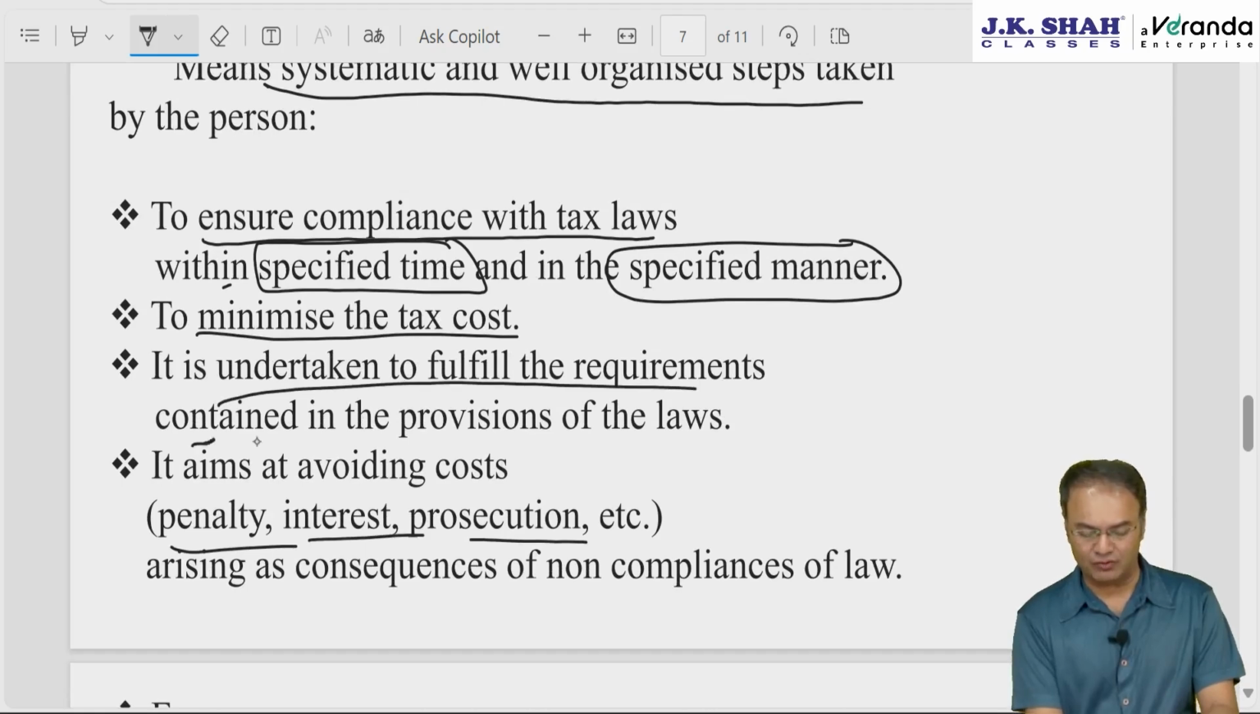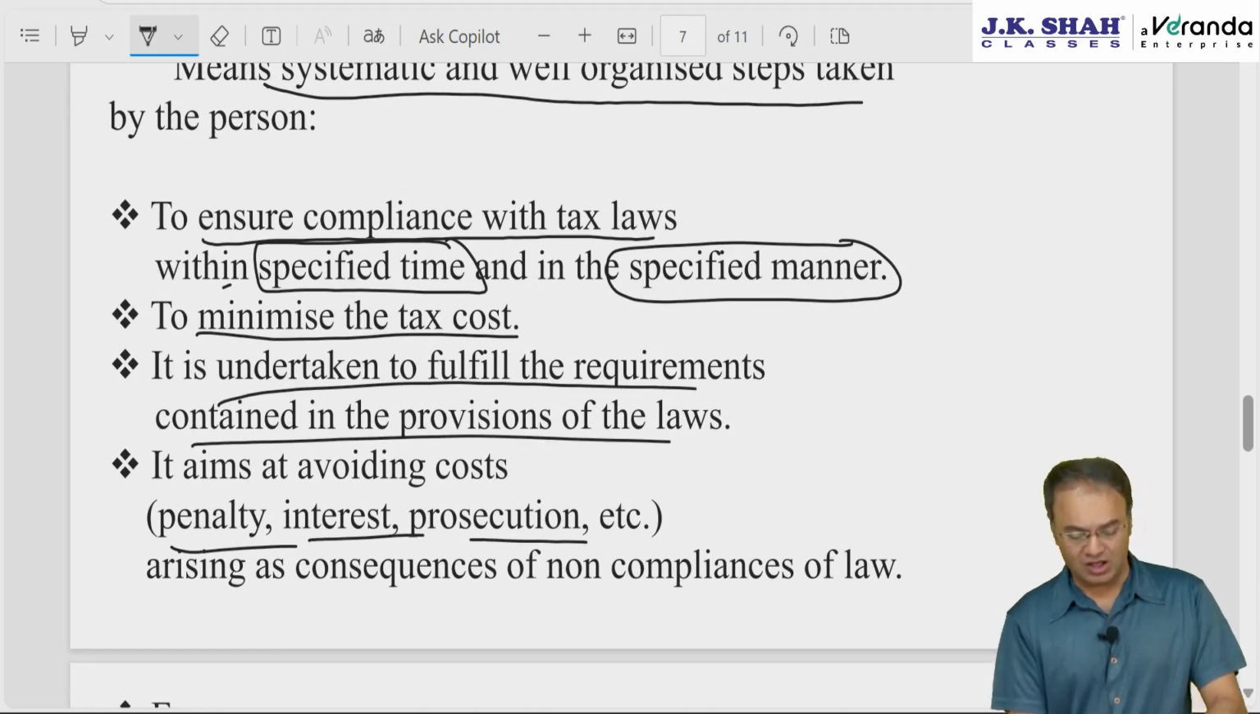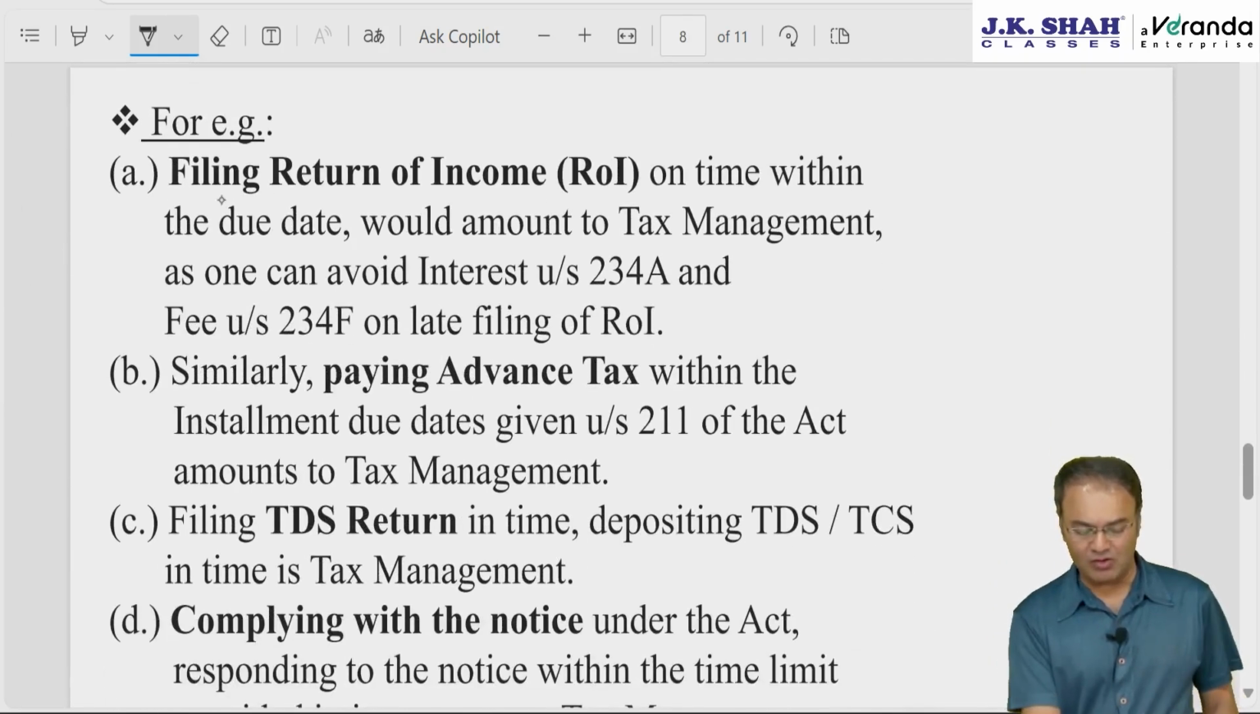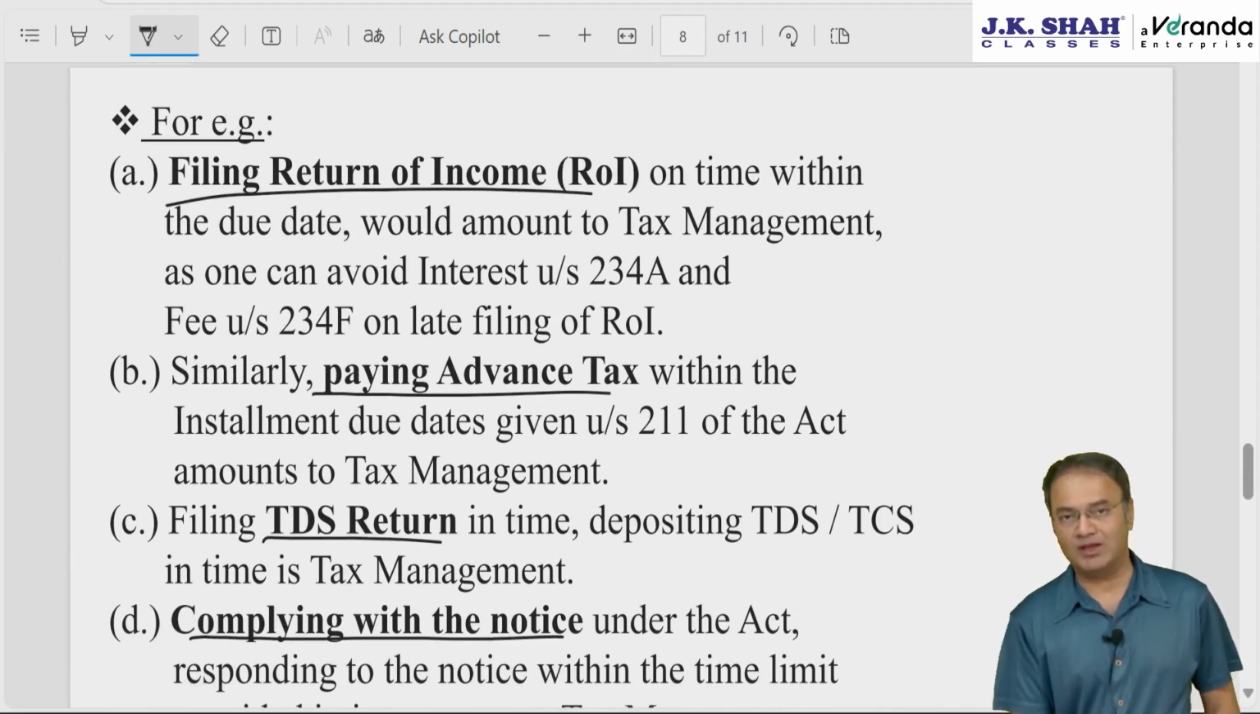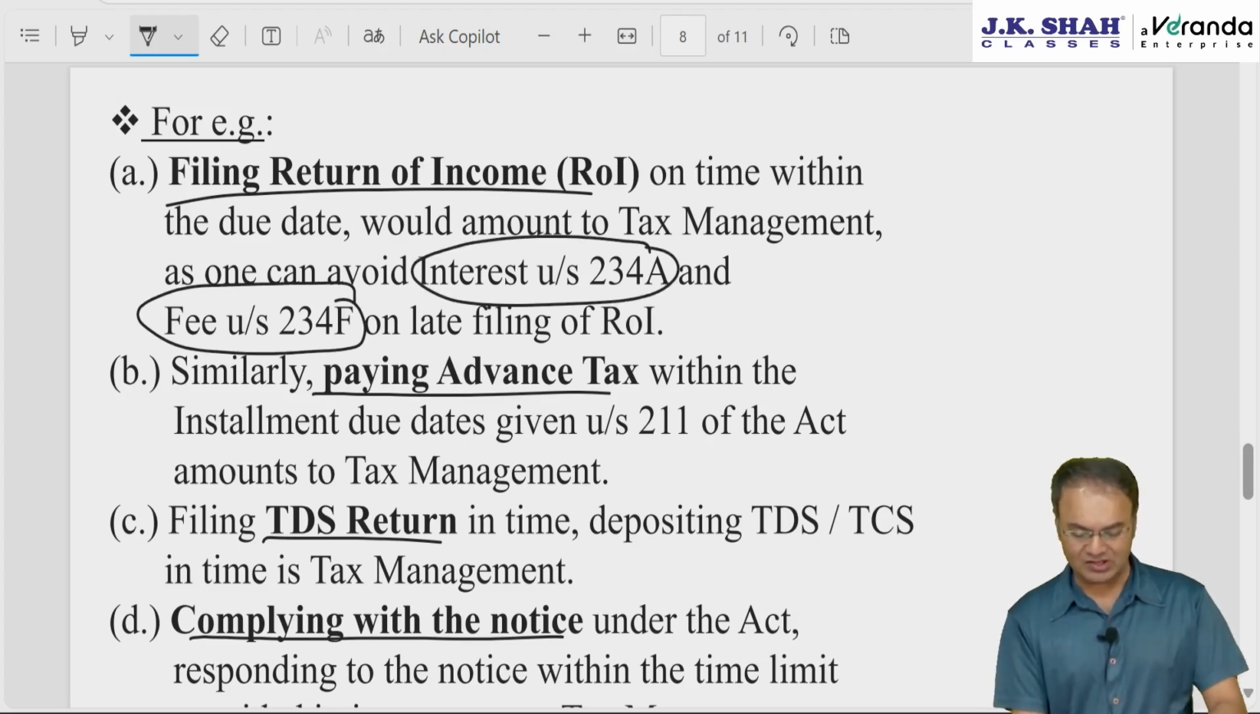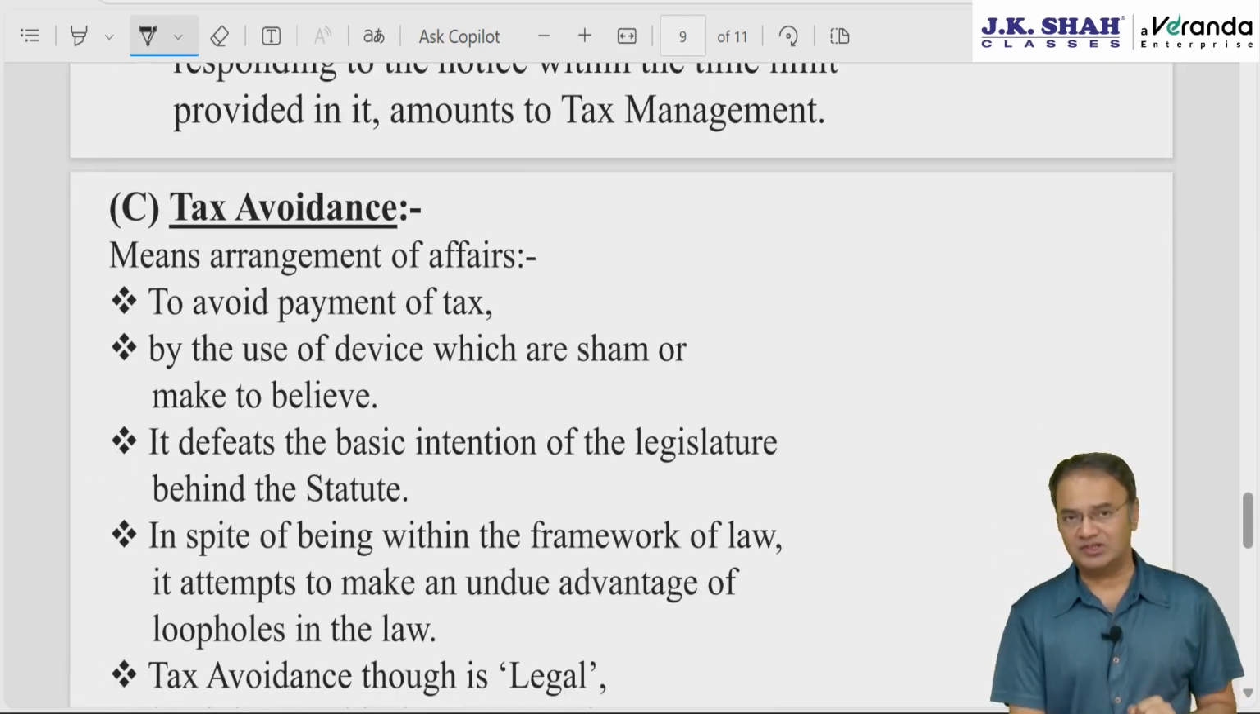It is undertaken to fulfill the requirements contained under the provisions of law. Filing IT return within time limit, advance tax, TDS return, complying with the notice within time limit to avoid fees, interest, etc. That is tax management.